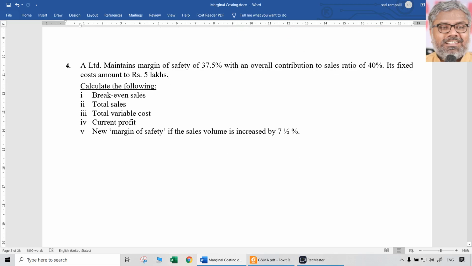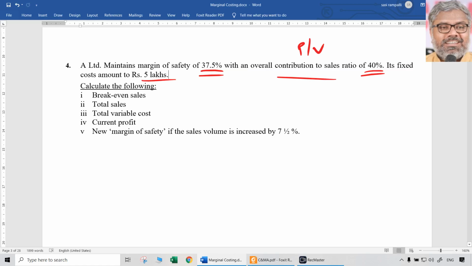EA Limited maintains a margin of safety of 37.5% with an overall contribution to sales ratio of 40%. See, contribution to sales ratio we should understand. What is that? That is nothing but PV ratio, 40%. Margin of safety ratio is 37.5%. Because it is given in percentage, we should understand it is margin of safety ratio, not margin of safety.